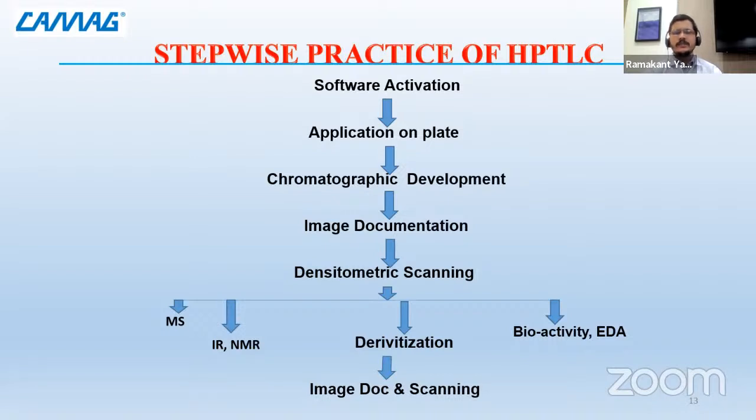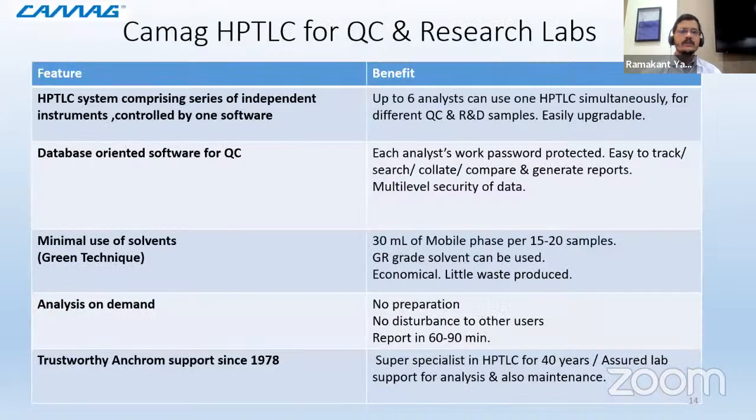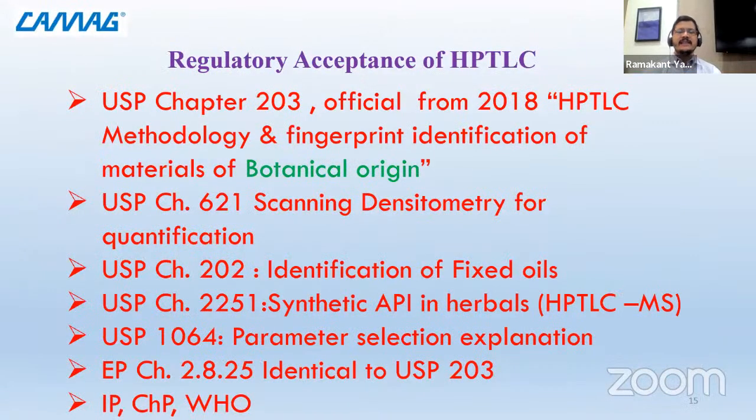And the specialty of this technique is simultaneous analysis. So after completion of derivatization, again we can capture the plate images. Again we can go for scanning and densitometric analysis. These are certain benefits. Up to 6 analysts can use one HPTLC simultaneously, but in our laboratory, more than 14 analysts are simultaneously working on the same system, and we are analyzing many samples from different application fields.